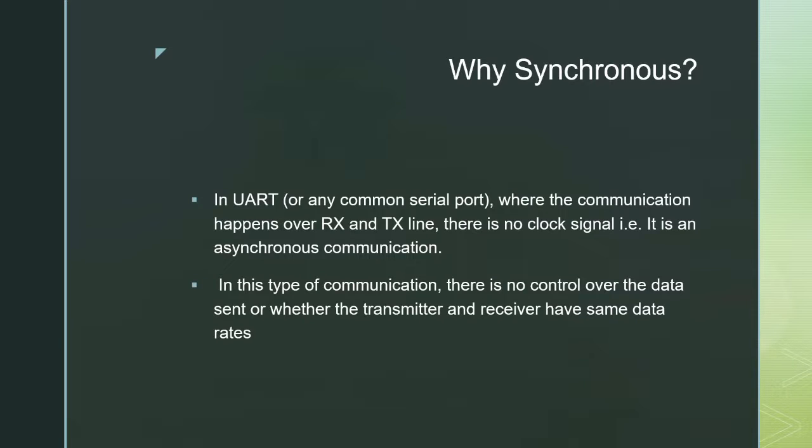Why synchronous? In UART or any common serial port where the communication happens over transmitter and receiver line, there is no clock signal. It is an asynchronous communication. In this type of communication, there is no control over the data sent or whether the transmitter and receiver have same data rates. In order to overcome this, UART uses synchronization bits. SPI is a synchronous type serial communication. It uses a dedicated clock signal to synchronize the transmitter and receiver or master and slave.